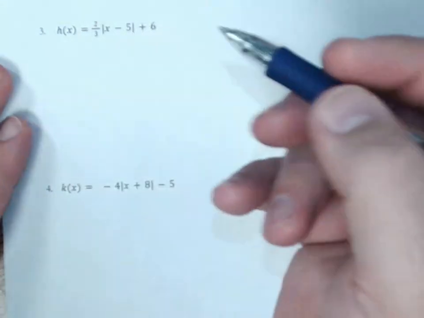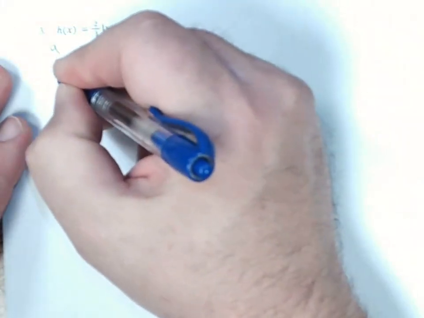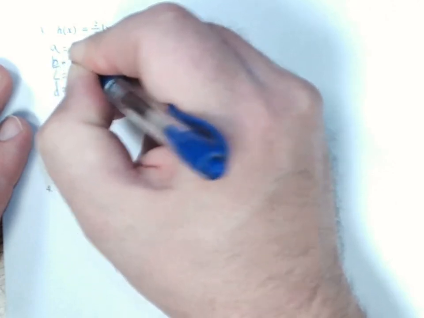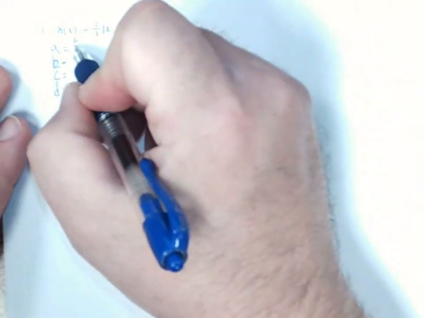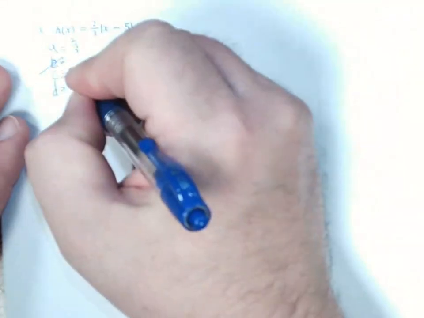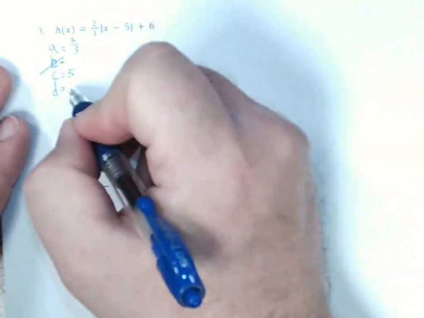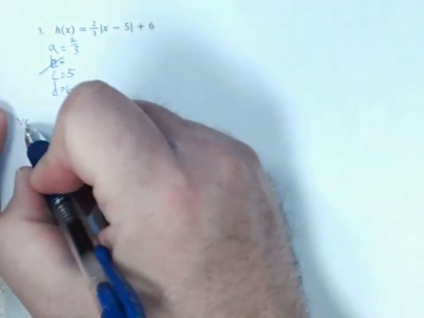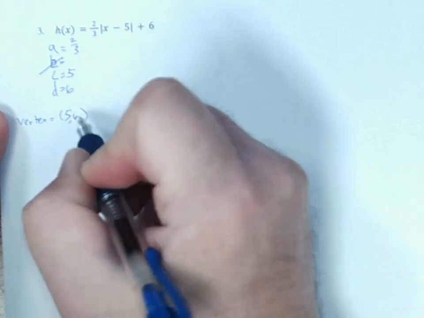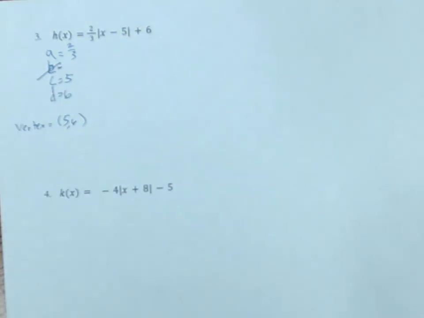It just occurred to me, it might be easier if we identify A, B, C, and D first. Looks like my A is 2/3. My B is non-existent. My C would be +5, and my D would be 6. That means the vertex is 5, 6. Probably easier if we do that first.